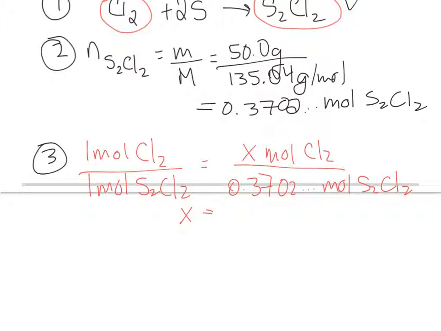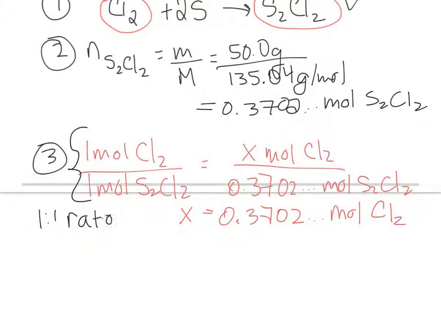So solving for this, because it's a 1-to-1 ratio, the moles of Cl2 that react are the same as the moles of S2Cl2 that are produced. If you recognize this and you don't want to write out this whole mole ratio, you could just say that it's a 1-to-1 ratio, and then just say therefore the moles of Cl2 is equal to, and give me the answer here. So this is totally acceptable for this sort of question as well.